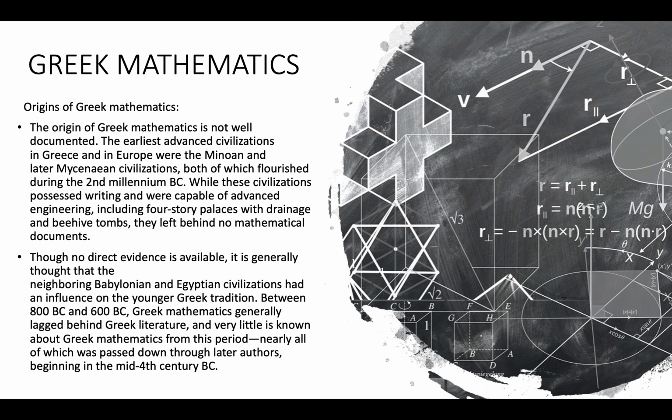Between 800 BC and 600 BC, Greek mathematics generally lagged behind Greek literature, and very little is known about Greek mathematics from this period, nearly all of which was passed down through later authors beginning in the mid 4th century BC.